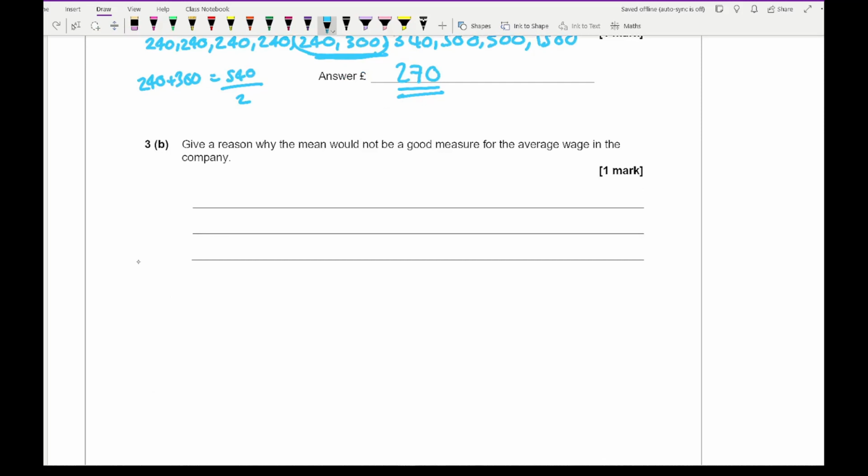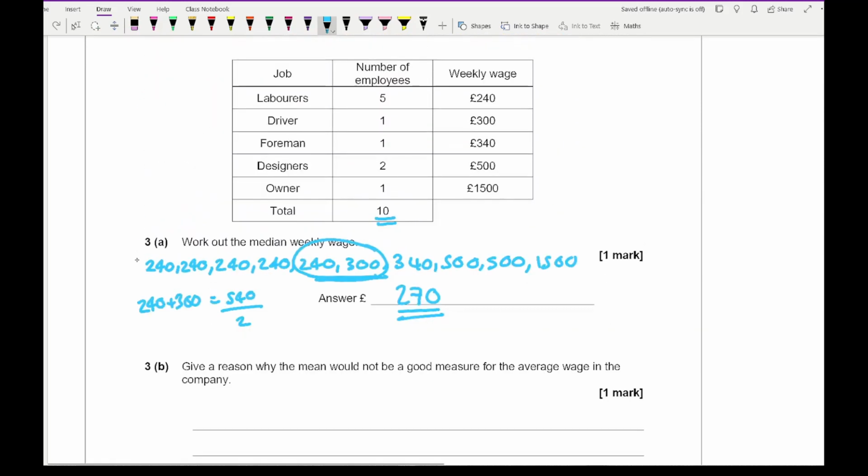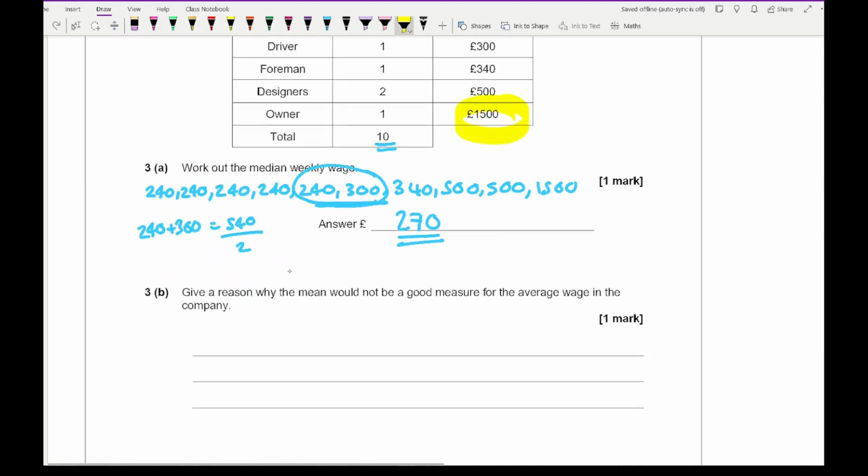Then for question 3b, it says give a reason why the mean would not be a good measure for the average wage in the company. The reason for that is because the owner's wage would skew the results, because it's a lot higher than the other positions in the company. So something along those lines would be absolutely fine.